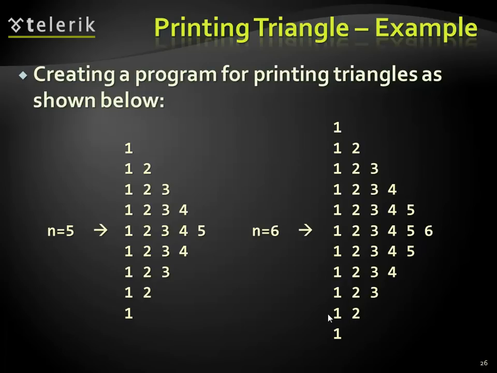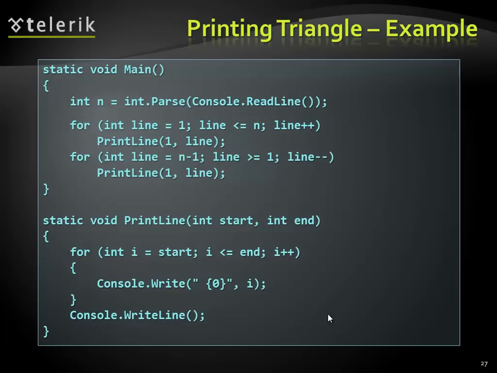Well, another example of building a triangle by a specific number. So we get the height of the triangle changed by a specific number. So here it is. We have a method called print line, and it gets a start and an end. So we get the length of the line.